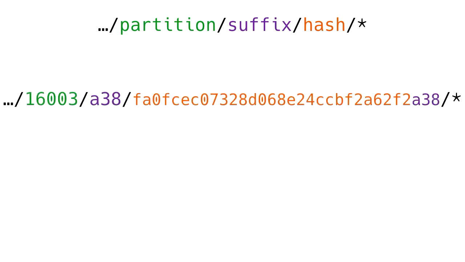So the hash is the actual hash of the full, that normalized hash that I talked about with the prefix, the suffix, and the account, container and object name all crammed together in a normalized form. The suffix is really just a splaying method, and it's the last few bits or last few bytes of the hash itself. So here's an example of one that we have. We have, say, a partition number 16,003, and then we have this particular hash, and you can see that A38 is the particular suffix that we're using.